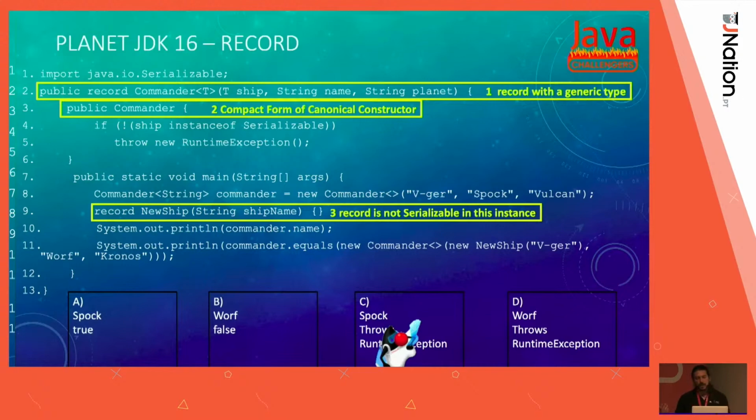So the thing to keep in mind is that it's nice to use record because you reduce a lot of the boilerplate code. You get the constructor for free. You get getters, hashCode and equals methods for free. So you don't need all of that boilerplate code.